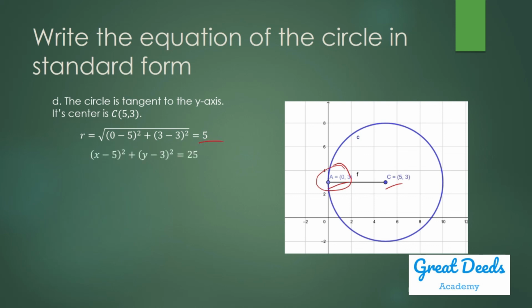This is the standard equation for this circle. X minus 5, everything squared, plus y minus 3, all of that squared is equal to r squared. That's equal to 25.